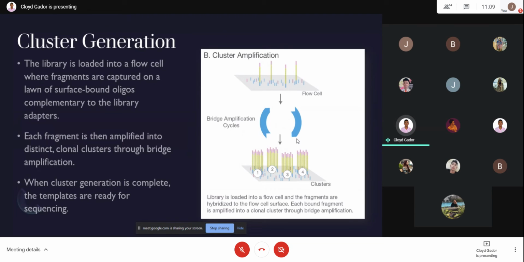So cluster generation is the second step of the process. For cluster generation, the library is loaded into a flow cell where fragments are captured by a lawn of surface-bound oligos complementary to the library adapters. So each fragment is then amplified into distinct clonal clusters through bridge amplification katong kaganina, and when cluster generation is complete, the templates are now ready for sequencing.